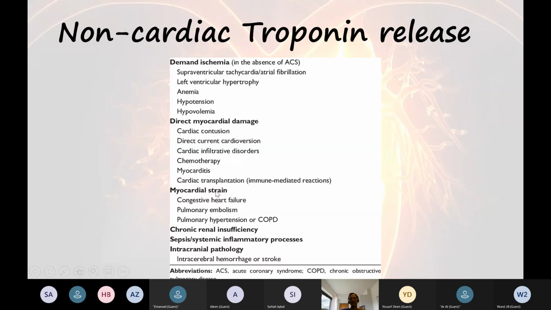That's where the chest pain is being caused by strain on the heart rather than by a coronary artery pathology, rather than by new plaque rupture and occlusion of a coronary artery with a blood clot. That would be a type 1 myocardial infarction.